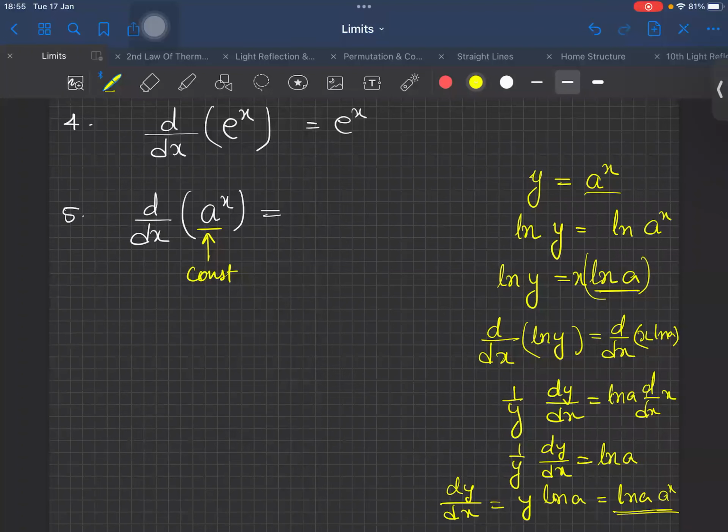I think we don't know the derivative of the logarithmic function. So write down dy upon dx of ln x. This is equal to 1 upon x. The derivative of the logarithmic function is 1 upon x. So using this, you can find the derivative of a to the power of x.